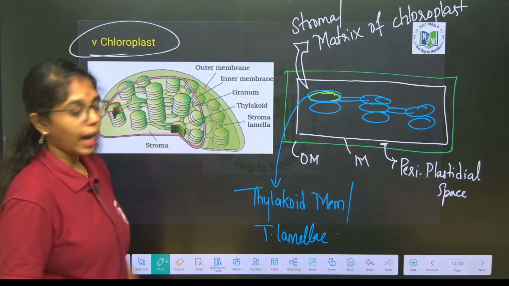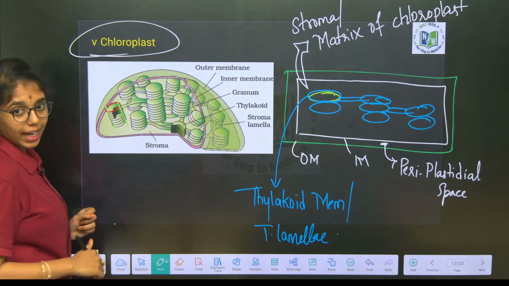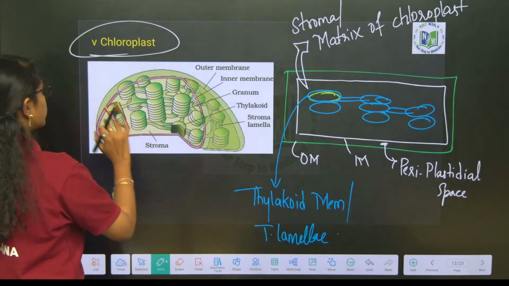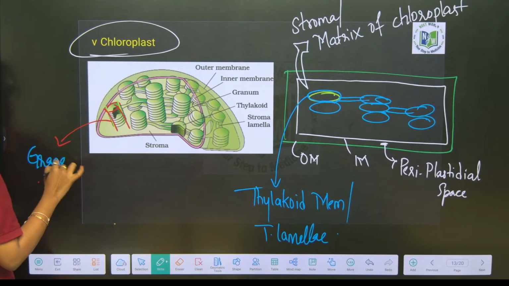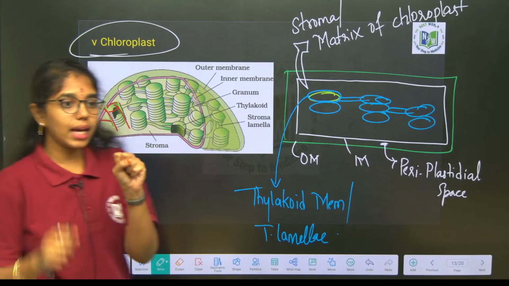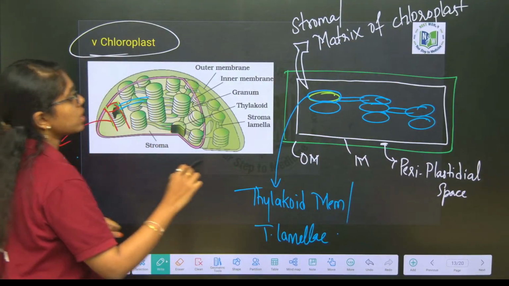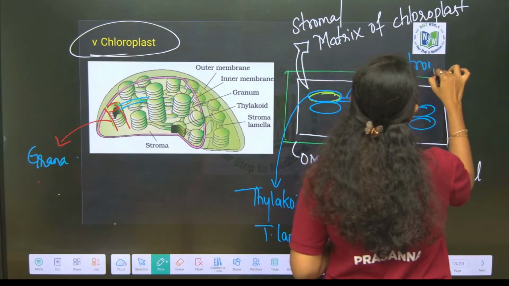Fine, right? And the stack of sac-like structures, here can you see the stack of sac-like structures? The stack of sac-like structures is called what? Grana. Fine. One granum is connected to another granum by what? Stroma lamellae. Can you see these connections? Yes, this is called stroma lamellae.